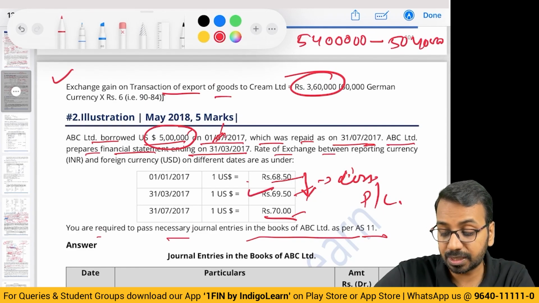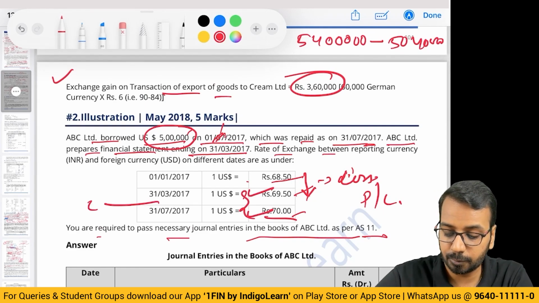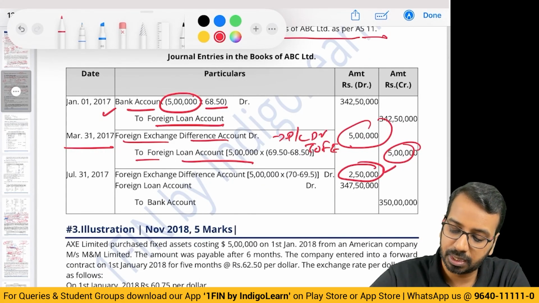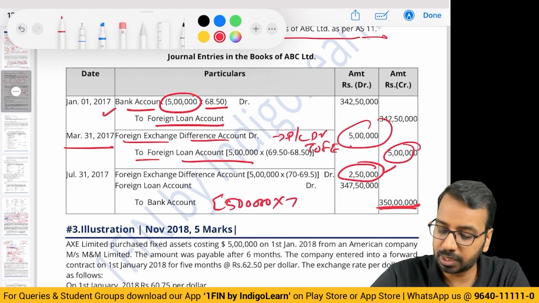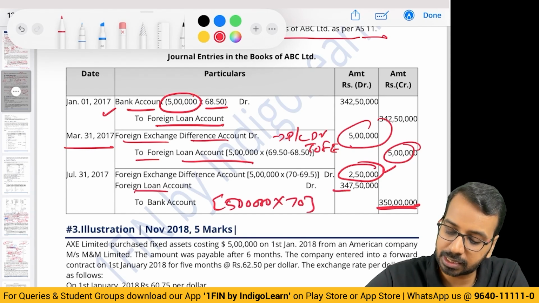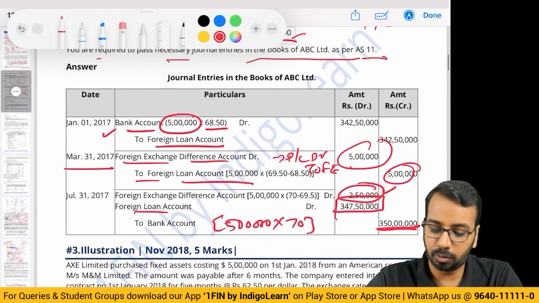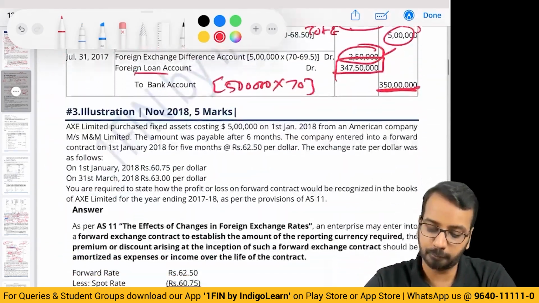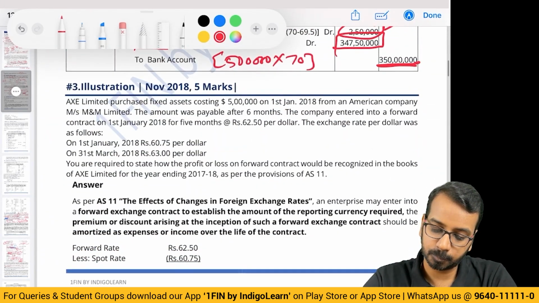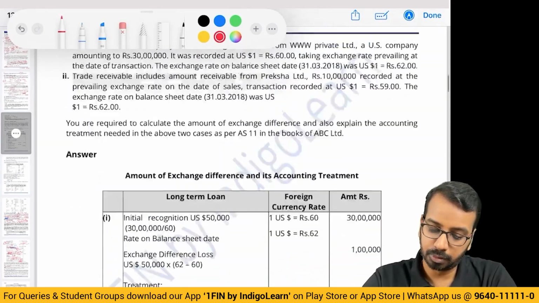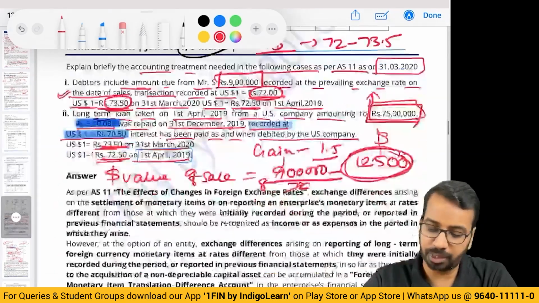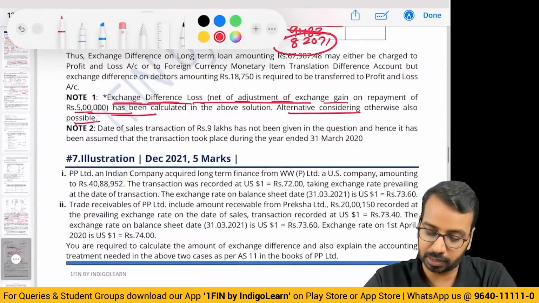So what you will do, you will compare 69.5 and 70. Here is the difference of 0.5. This 0.5 into 5 lakhs is the loss, and amount paid through bank is 5 lakhs into the closing rate of 70. And the loan account balance is 347.50. Okay. Now this type of questions, if they come again, you should be able to score good marks here. We have done a similar question already, again for 5 marks it was tested. Branches we will do subsequently in the branches chapter, not now, so that you have clarity.